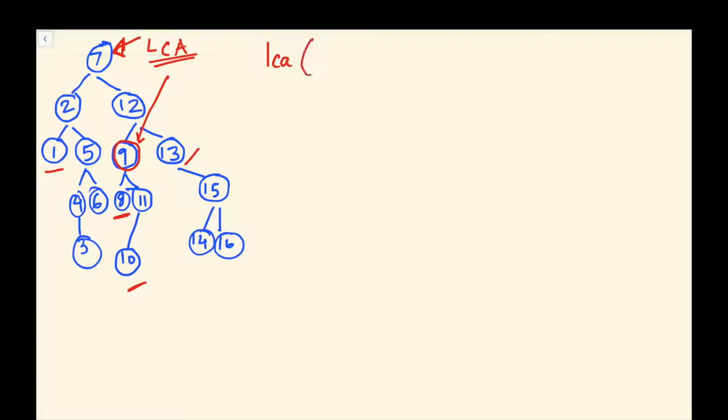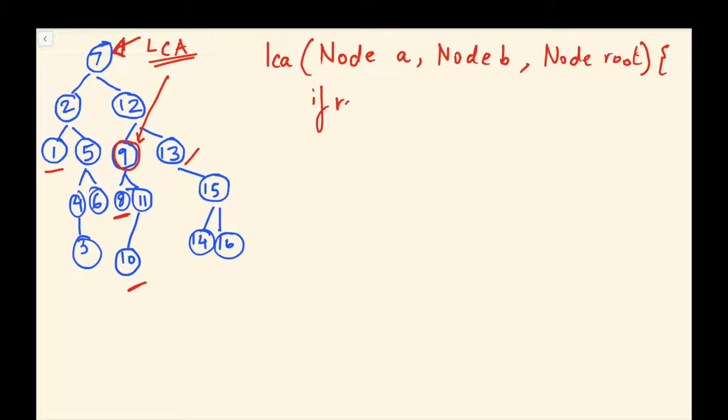So let's see how we can express this in an algorithm. So we have LCA, lowest common ancestor. We're given, let's say, two nodes A and B, and of course we are given the root node. We check if the root that we are given is equal to null, and if so, there's nothing to do here, so we return null. And of course we are going to have a return value of node, which is the lowest common ancestor that we are going to return.